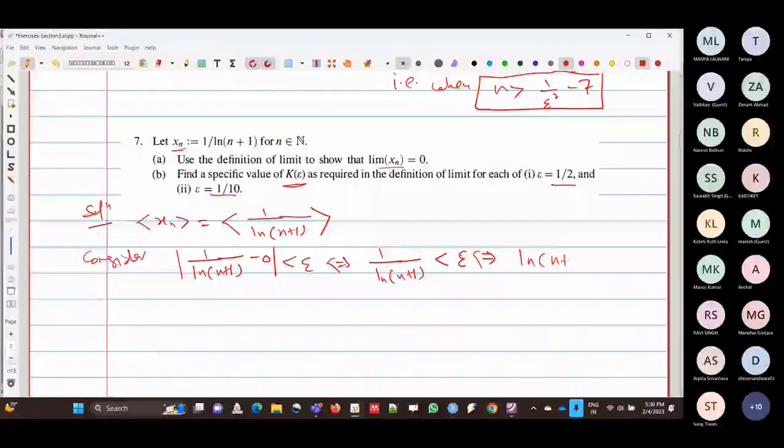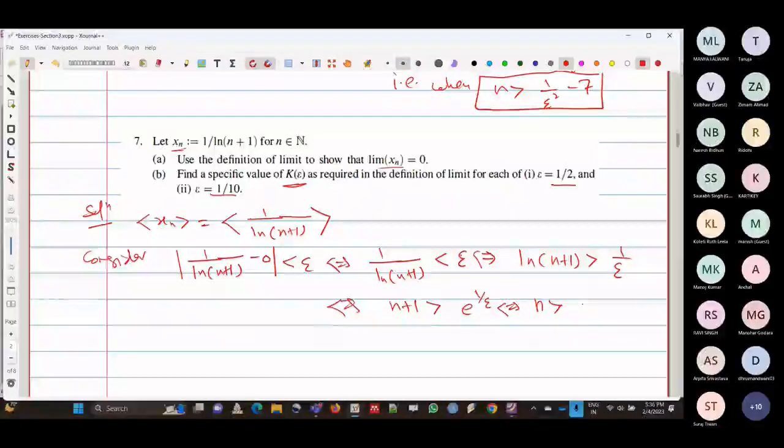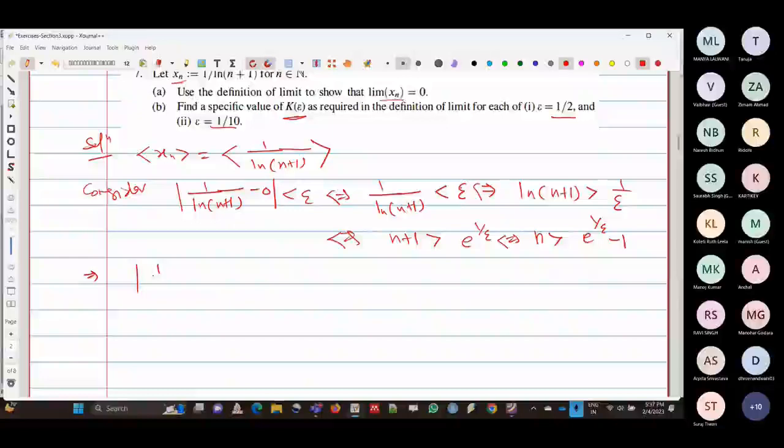let us transfer this to the other side. This is greater than 1 upon epsilon. Fine. And this holds if and only if, here a natural log is there, so that side will convert to exponential function. Fine, inverse of this. And this holds if and only if n is greater than e to the power 1 upon epsilon minus 1. So this implies that 1 upon log n plus 1 minus 0 is less than epsilon whenever n is greater than e raised to power 1 upon epsilon minus 1. Okay.